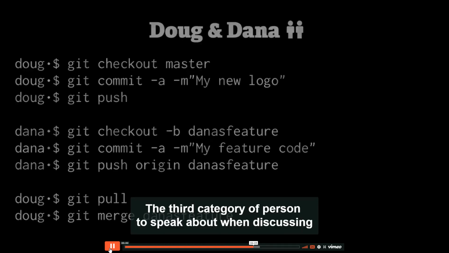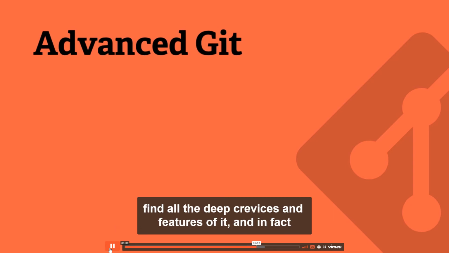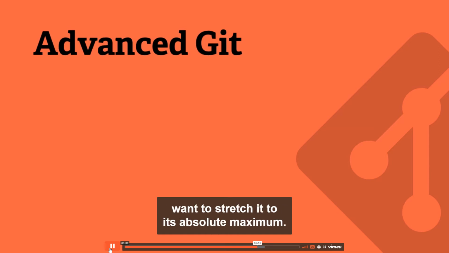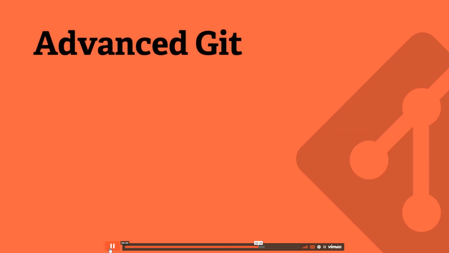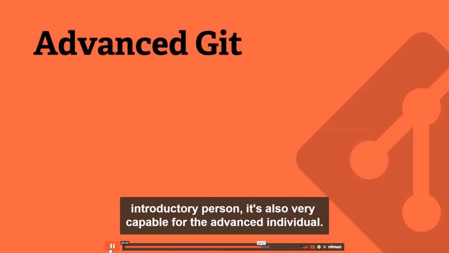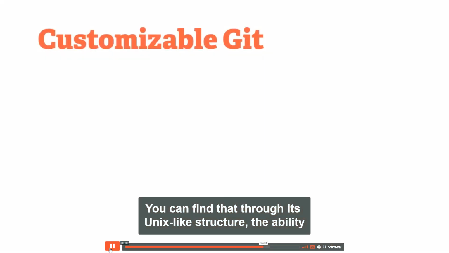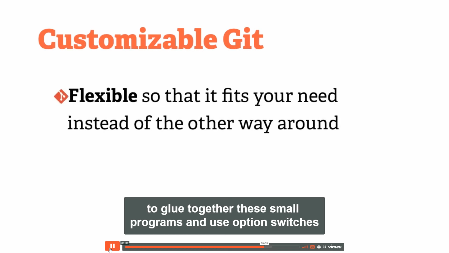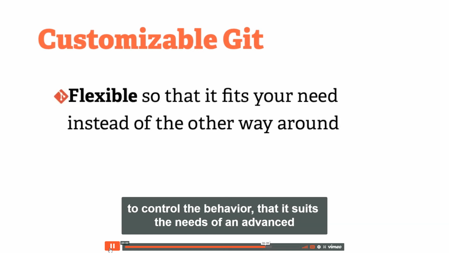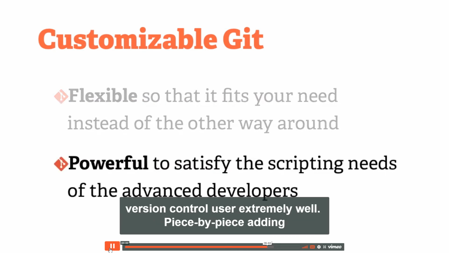The third category of person to speak about when discussing an implementation of Git is the person who will use it for a long time, find all the deep crevices and features of it, and in fact want to stretch it to its absolute maximum. That person is also served well by Git. Even though it's very easy for the introductory person, it's also very capable for the advanced individual. You can find that through its Unix-like structure, the ability to glue together these small programs and use option switches to control the behavior, that it suits the needs of an advanced version control user extremely well.